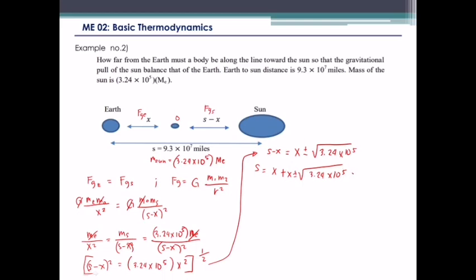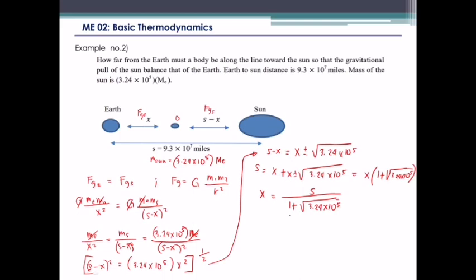So this is now common to x, so we factor out x. 1 plus, we have the square root of 3.24 times 10 to the power 5. So s therefore, we can now get the value of x if we transpose this one. So x therefore is s over this quantity, 1 plus positive and negative, the square root of 3.24 times 10 to the power 5.